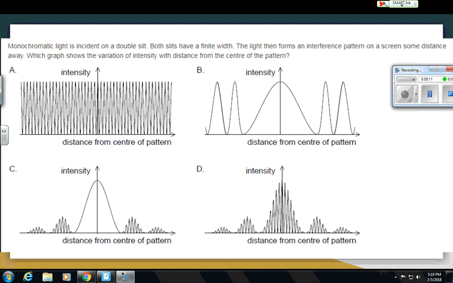So since we just talked about that, we can look at this IB multiple choice question about that. Why don't you hit pause and try it? It should be super easy because we just talked about it. Go ahead, hit pause. It's okay, you can do it.